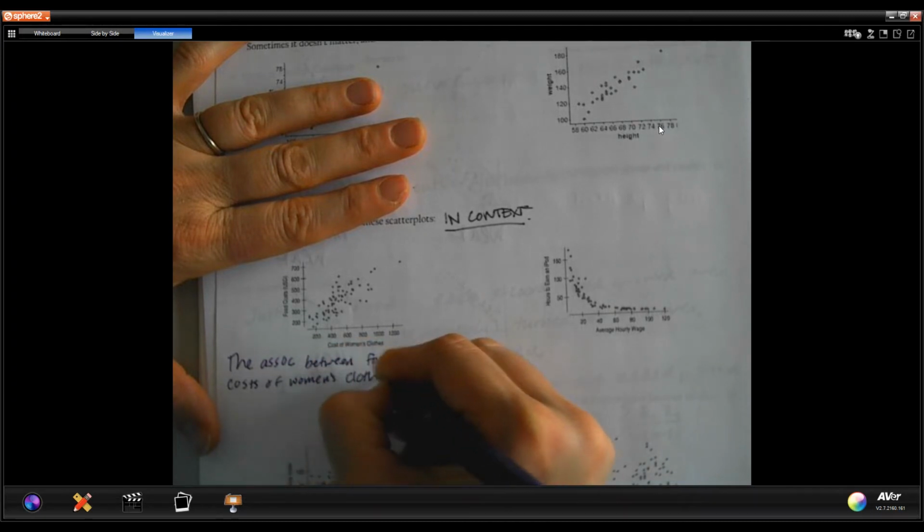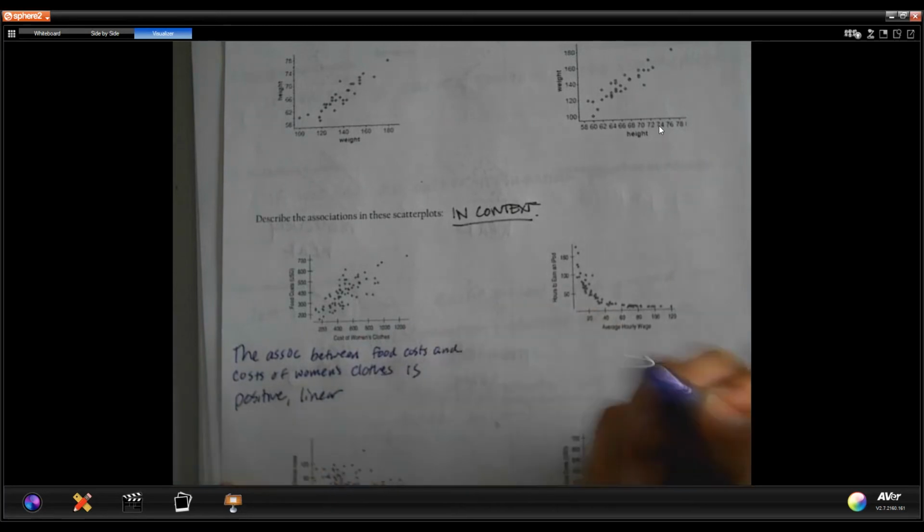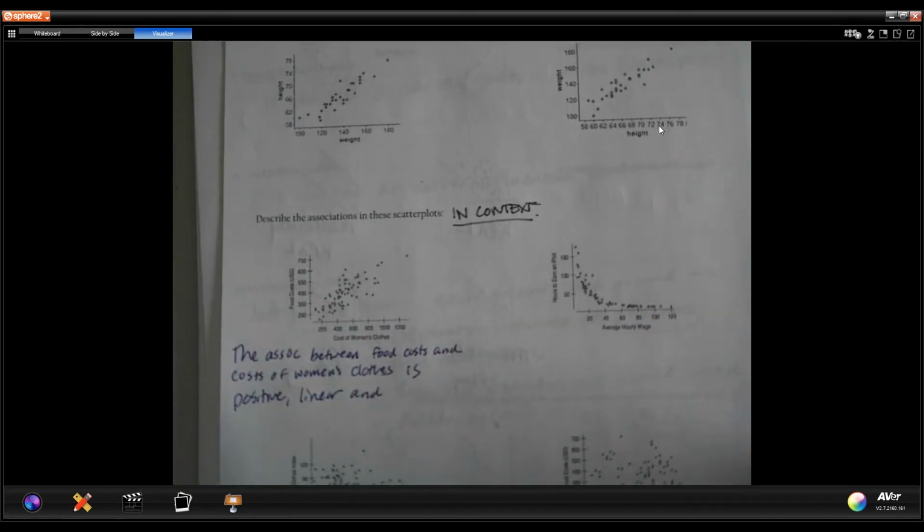That's what makes it in context, that I'm saying the association between those two variables that I just got pulled right from there. So I'm just going to say the association between those two variables is, well, it's positive. It's going uphill. Linear and strength. I don't know. It's pretty good. It's not strong, but I'd say it's moderately strong.